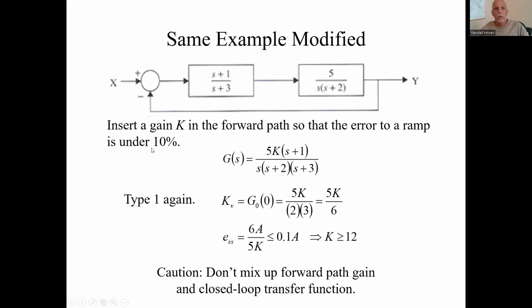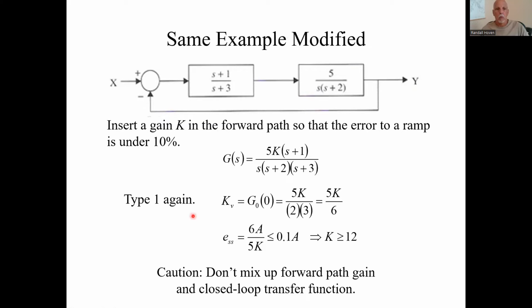What if we were told that we must keep the steady state error under some threshold? And say we put a gain somewhere in this forward path, either here or there, so that this is the new forward path gain or transfer function. All we did was add the k to what we had before. But now we want to solve for k so that our steady state error meets some specification.